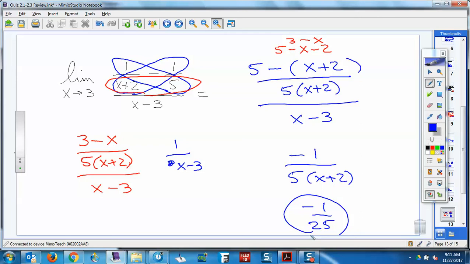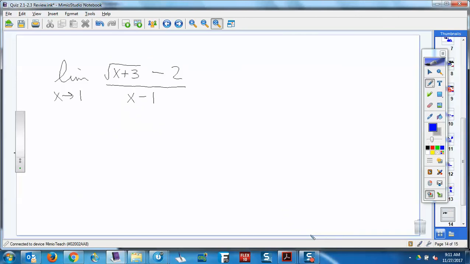Plugged in a 3 for x. X approaches 3. So I plug in a 3 right here. 3 plus 2 is 5. 5 times 5 is 25. -1/25. Okay? That's the bow tie. Okay? Here's your conjugate. Try that one.